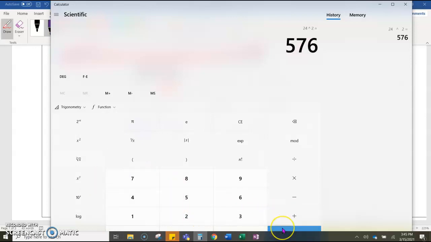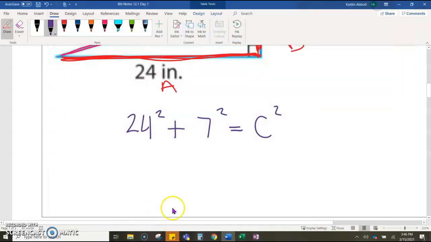Second power. That can't be 24. Oh, I guess so. 24 times 24 is 576. Let's test that out. I'm gonna clear it. 24 times 24 equals 576. There we go. So 576.